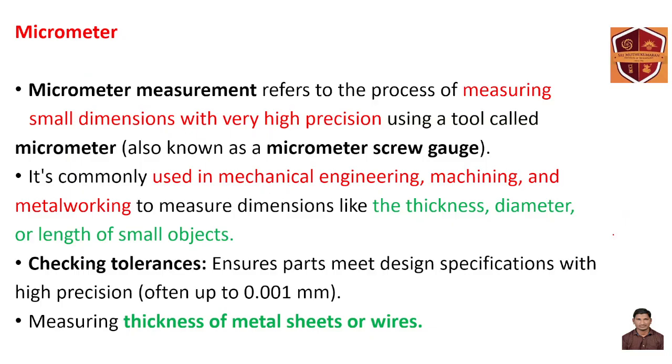Next one, micrometer. Micrometer measurement refers to the process of measuring small dimensions with high precision using a tool called a micrometer. It's commonly used in mechanical engineering, machining, and metalworking to ensure the thickness, diameter, or length of small objects. It's mainly used for thickness. If you want to find out the thickness of a wire by using this micrometer, you can easily find out the thickness of that wire.